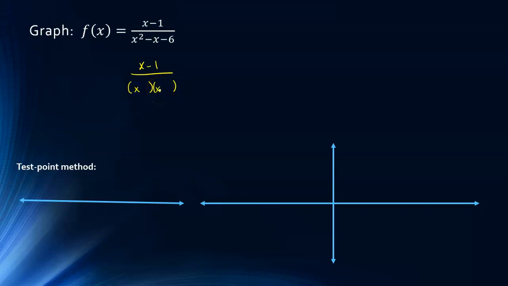So what two numbers multiply together to be -6 that add together to be -1? 2 and -3. So there's nothing that cancels out here, so there's no holes in this graph, but there's going to be vertical asymptotes. There's going to be a vertical asymptote at x equals -2, and there's going to be a vertical asymptote at x equals 3.